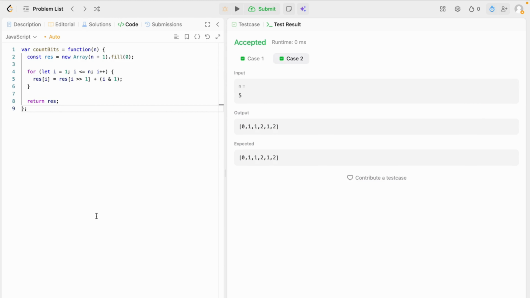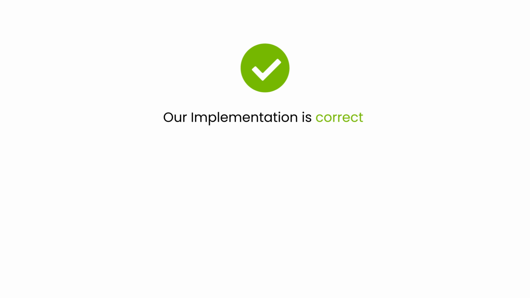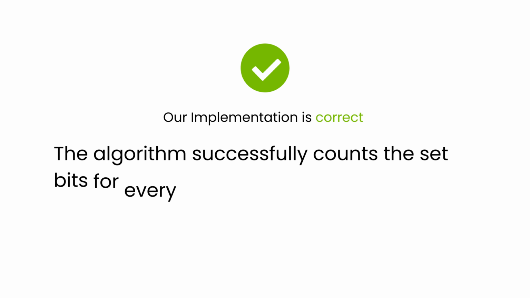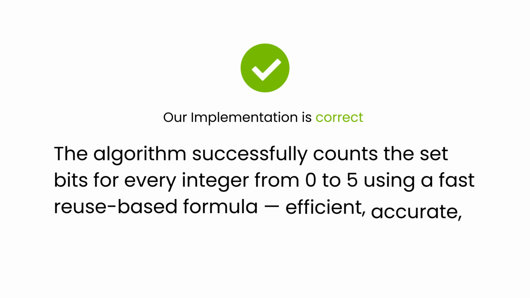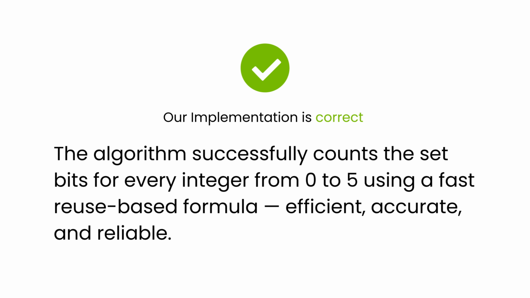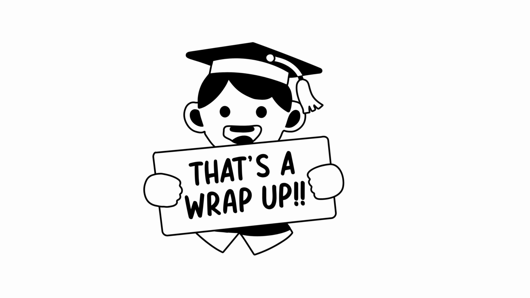This confirms that our code is working correctly and passes the test case. So, our implementation is correct. The algorithm successfully counts the set bits for every integer from 0 to 5 using a fast reuse-based formula, efficient, accurate, and reliable. Let's wrap things up.